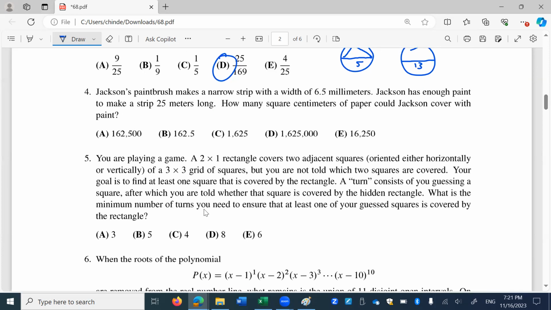Paintbrush makes a strip with width 6.5 and length 25 meters long. How many square centimeters can we cover with paint? Well, we're going to do 0.65 centimeters, that's millimeters converted to centimeters, times 25 meters, that's 2,500. And so if we move the decimal 2 places here, we're going to move it 2 places there. So all the answers are the same number except for times some power of 10. It looks like our answer should have 5 in the units digit, so it better be C.